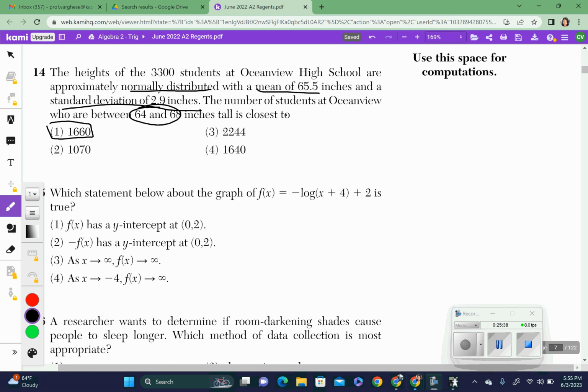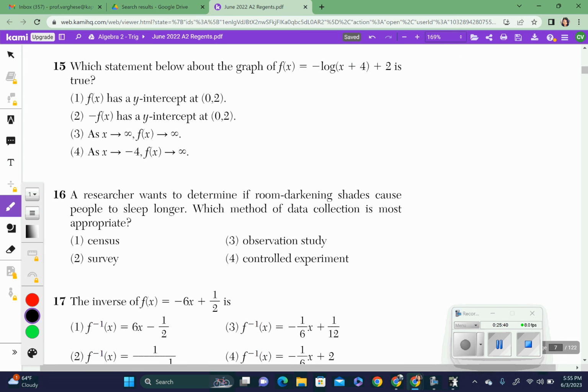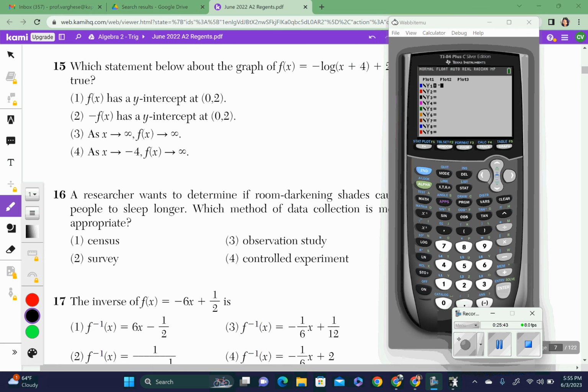All right, next one. Which statement below about the graph is true? So we want to graph it. So here, there's no base, right? So I could just use this log button right here. Log of x plus 4. Remember to use the negative sign and not the minus sign for this right here. And then we have to do plus 2. So now I graphed it, and then I'm going to hit graph so I can see what's happening here.